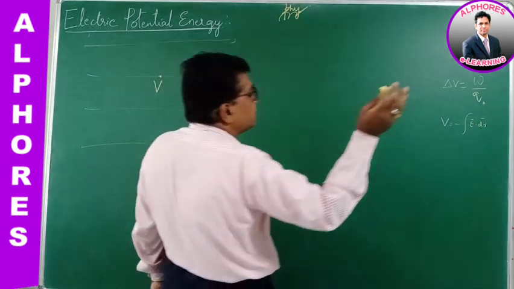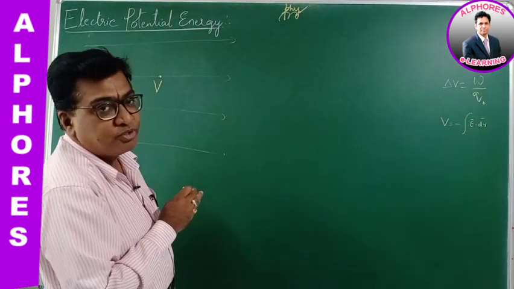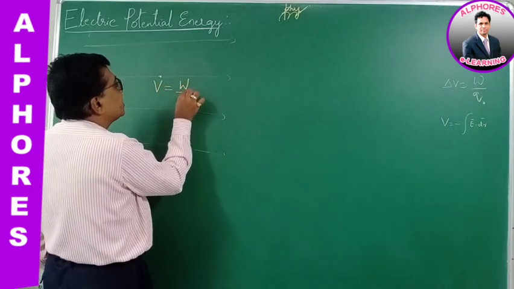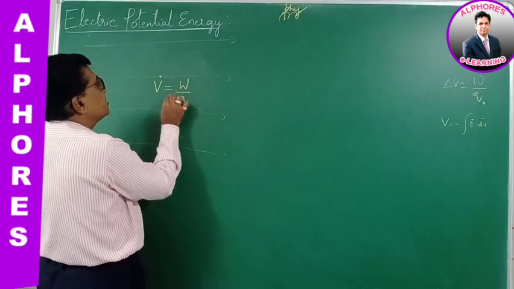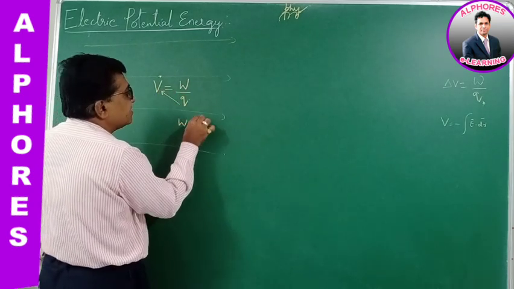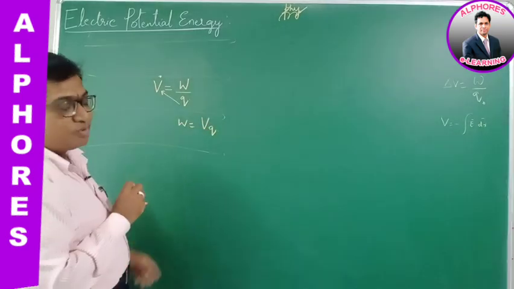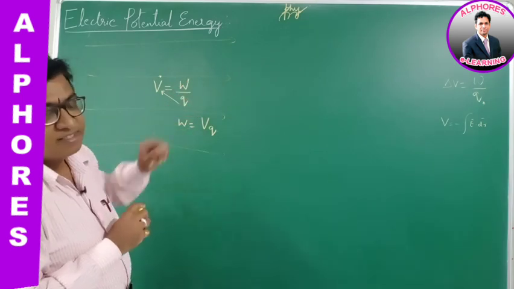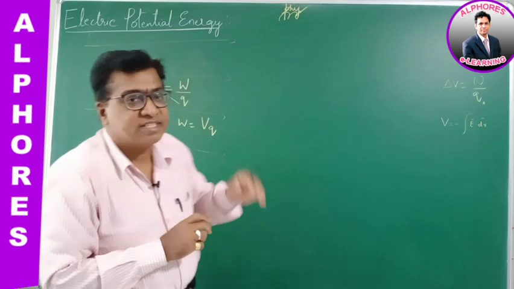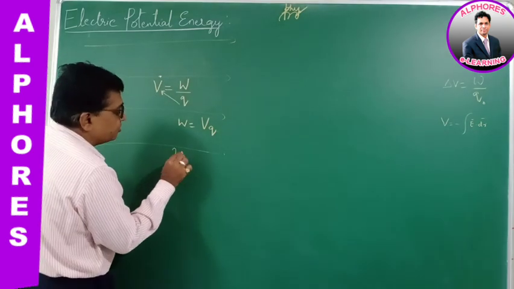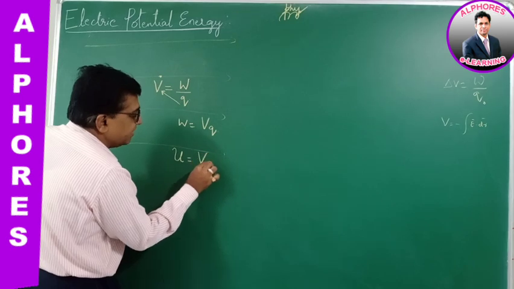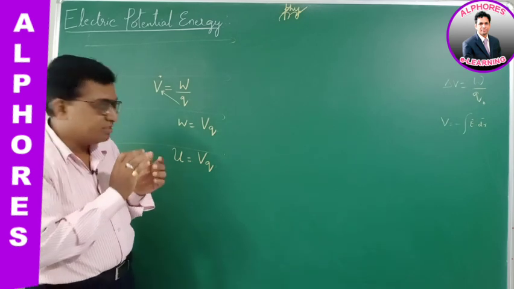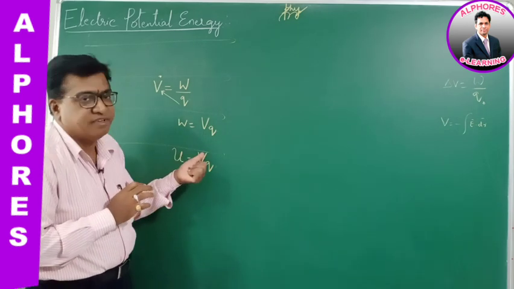Then I am moving a charge Q from infinity to the point in the field. According to the definition of electric potential, V is the work done W by Q. Cross multiplying, the work done is V into Q. This work done by the external agent is stored in the system as potential energy U. So the energy stored in the field, the electrical potential energy, is U equals V into Q.